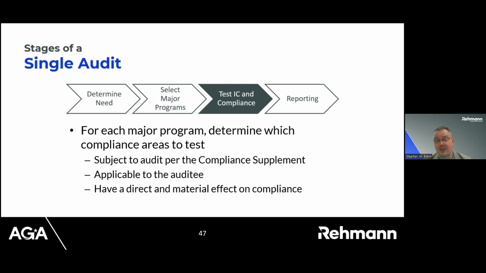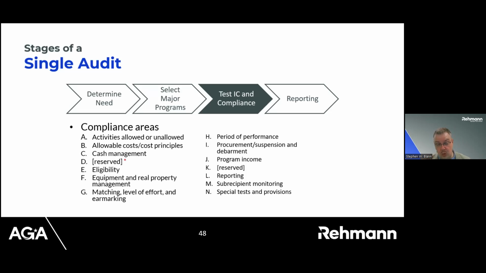But in any event, the auditor is going to say, did the feds want me to test it? Does it even apply in this situation? And even if it does apply, is it big enough to matter? Could it have a direct and material effect? And here's the list of those 12 different areas that the auditor works through. We have these on a later slide, so I'm not going to read through them now.